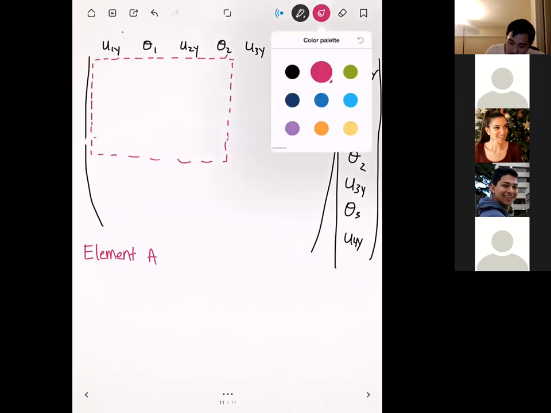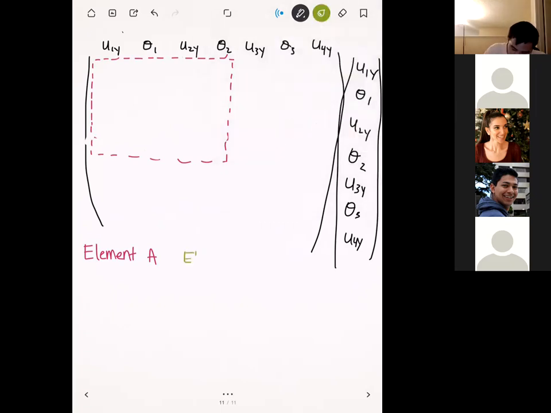Now we're going to do element B. Okay. And so element B is going to be nodes 2 and 3. And so we're going to do all of the degrees of freedom associated with that. Okay. And so that's element B. Okay.